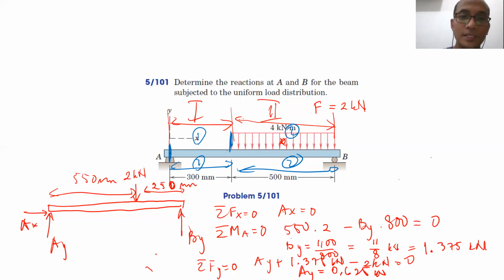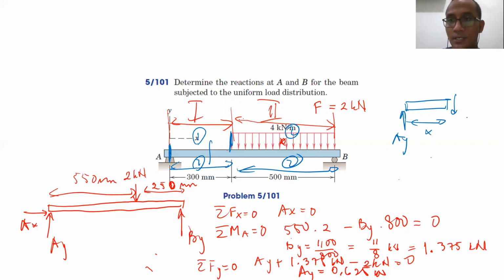To represent the first region, just cut anywhere you want between x equal to 0 and x equal to 300 millimeters. But remember to draw the free body diagram, and the distance is supposed to be x. This one is supposed to be AY, and then there will be V and moment. But remember, the distance is x there. Don't put a number there, because you will not get the equation that you want.